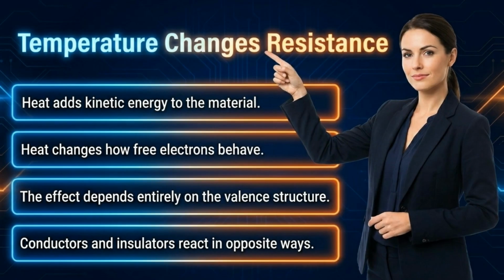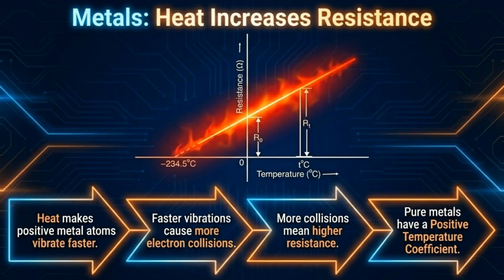Temperature changes resistance. Heat adds kinetic energy to the material, changing how free electrons behave. This effect depends on the valence structure, causing conductors and insulators to react in opposite ways. In metals, heat increases resistance. Heat makes positive metal atoms vibrate faster, causing more electron collisions and higher resistance. Pure metals, therefore, have a positive temperature coefficient.